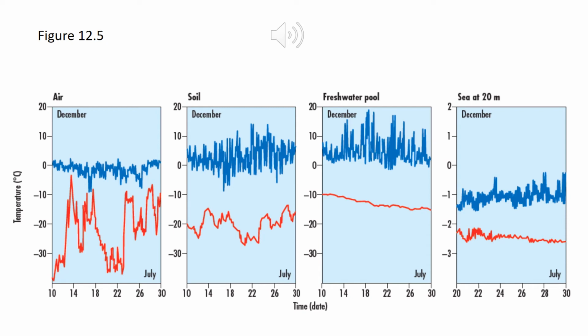I want to describe some of the key points in figure 12.5. It's a complicated diagram, including data from summer and winter in the Antarctic of temperature measurements measured in air, soils, a freshwater pool, and the sea at 20 meters depth. It's the Antarctic, so remember the December data, which is in blue, is the summer, and the July data, which is in red, is winter temperatures.